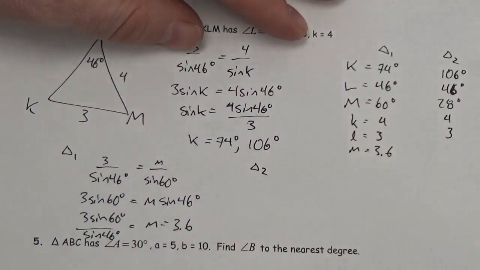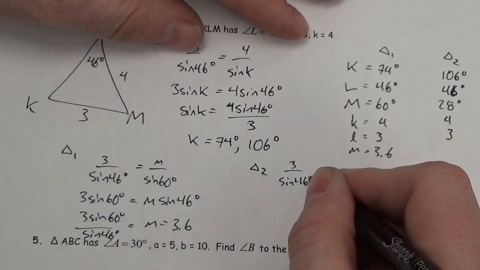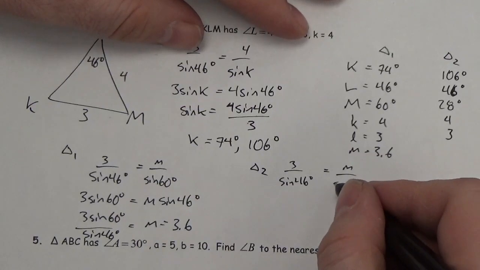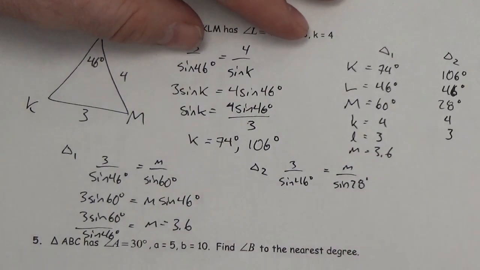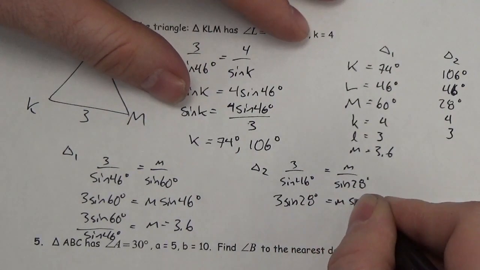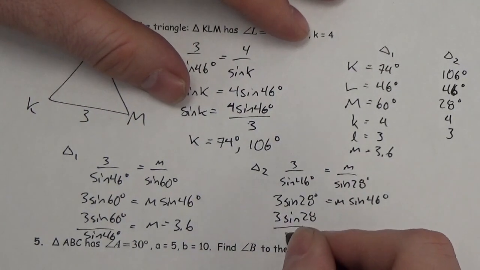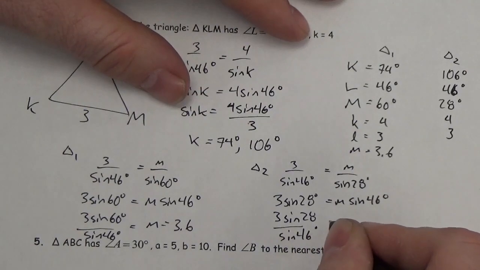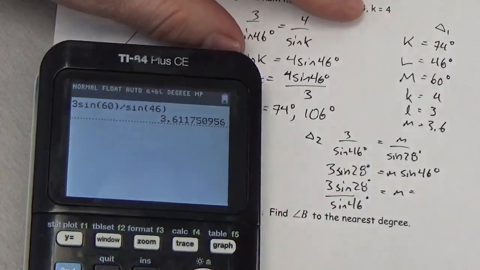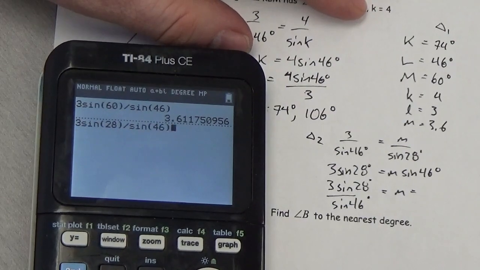For triangle 2, same sort of setup here, 3 over the sine of 46, but in this case it's going to be little m over the sine of 28. Okay, I will cross multiply. 3 times the sine of 28 is going to equal m times the sine of 46. So 3 sine of 28 over the sine of 46 degrees is going to equal m, and we'll just take a moment to do that, 3 sine of 28 divided by the sine of 46.